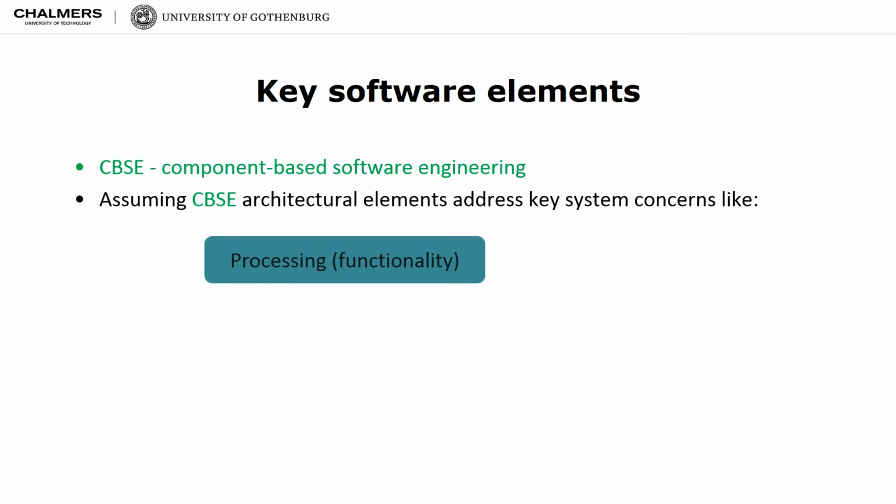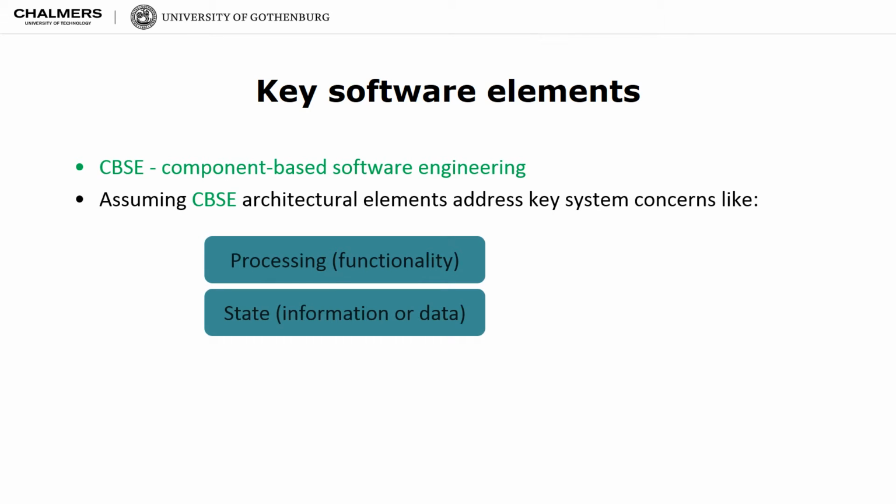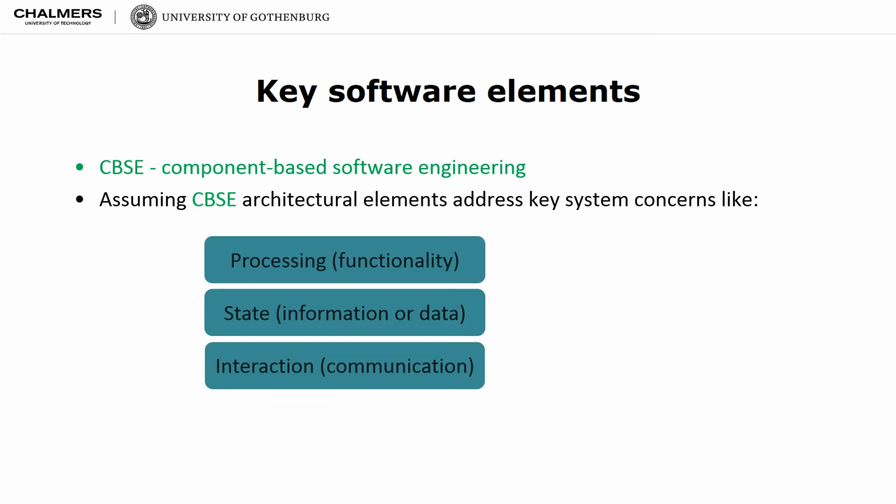Processing, which may also be referred to as functionality, relates to what is computed. Then there is the state, which refers to the information or data. And then there is interaction or communication. This deals with how two or more software components interact. It may also be referred to as interconnection, communication, coordination, or mediation.